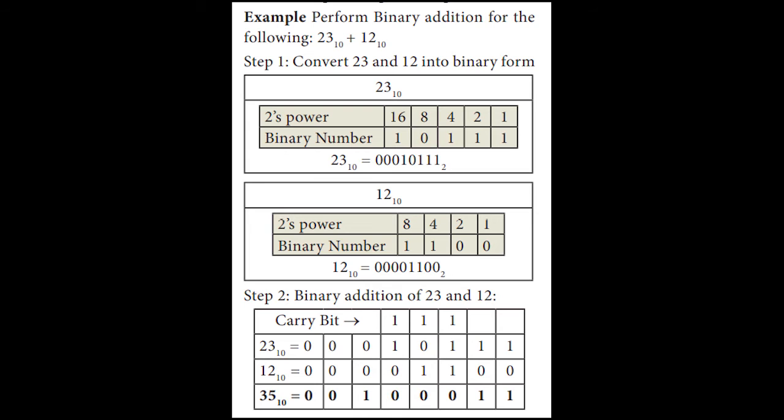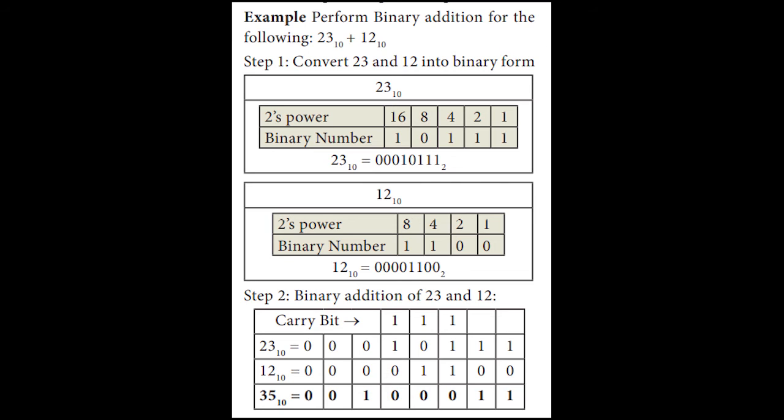So we have converted 23 to a binary number, and we have 12 also, right? For this 12 also we have to find the binary number. For 12 the binary number is 0, 0, 0, 0, 1, 1, 0, 0, right? So this is the binary value for 23 and 12. Next, what we are doing is the binary addition. We are going to add these numbers.